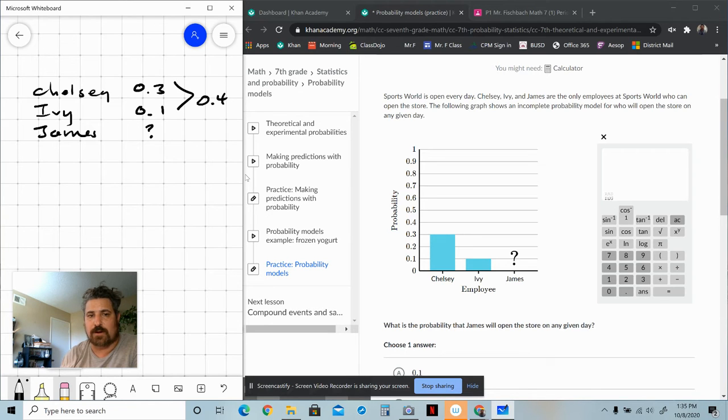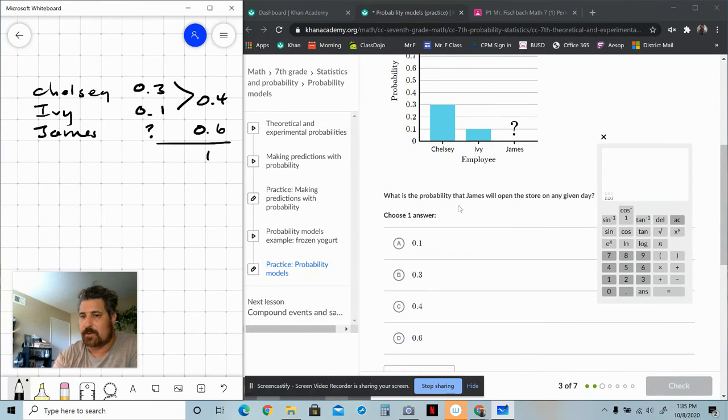40% of the time so far that's been covered, which means that James must be whatever you add to 0.4 to get to 1, right? Well, what would you add to 0.4 to get to 1? 0.6. In other words, James must do it the remaining 60% of the time. Because together, all three of them have to open the store 100% of the time. So it's going to be this value of 0.6. So there you go. It says here, what's the probability that James will open the store on a given day? A 60% chance.